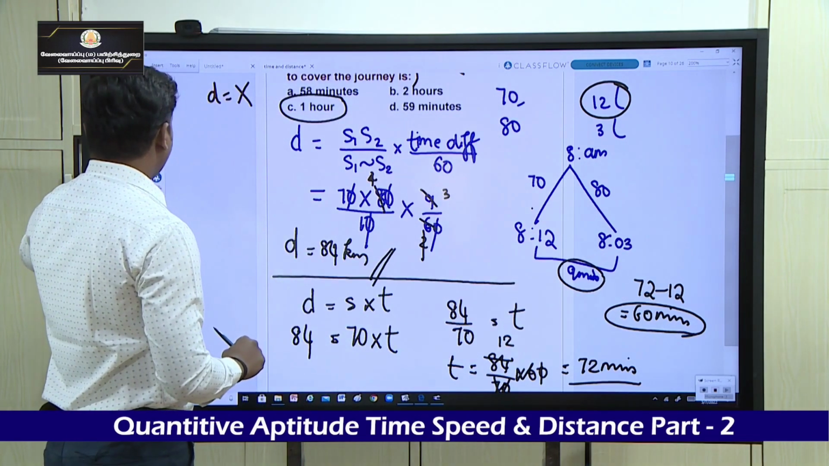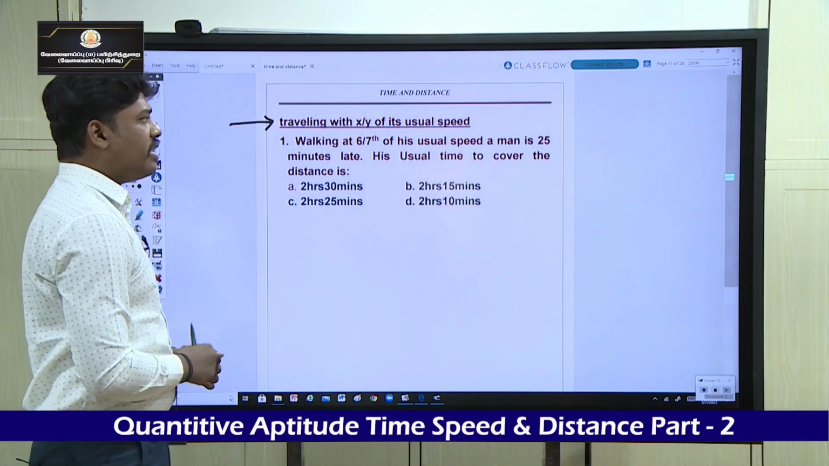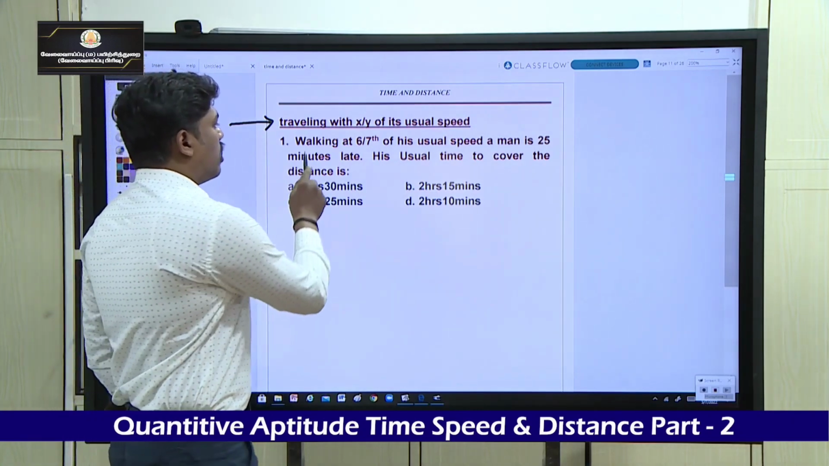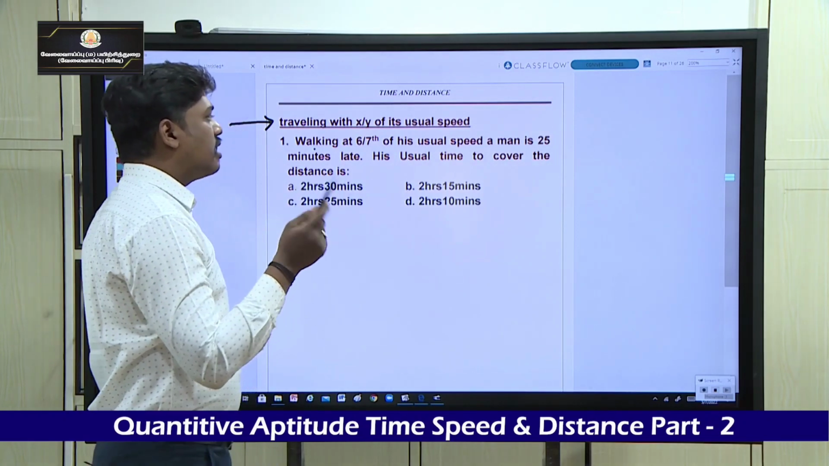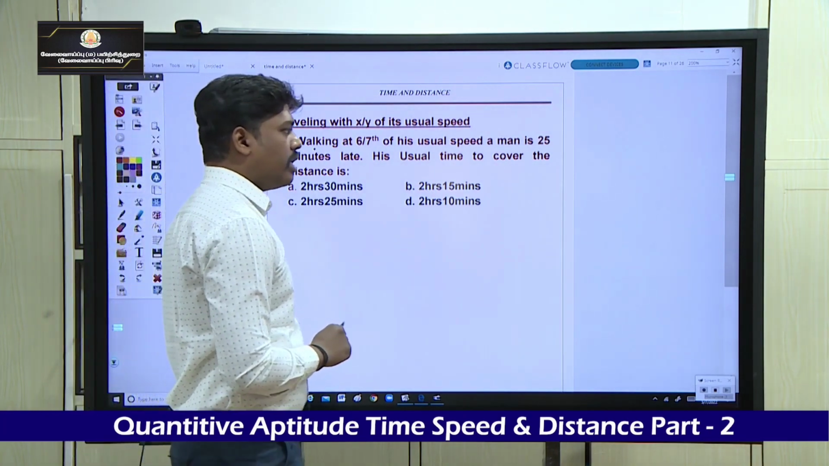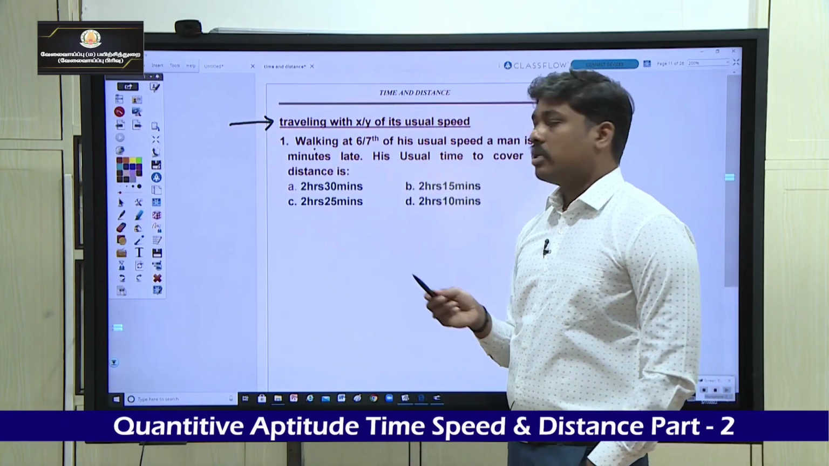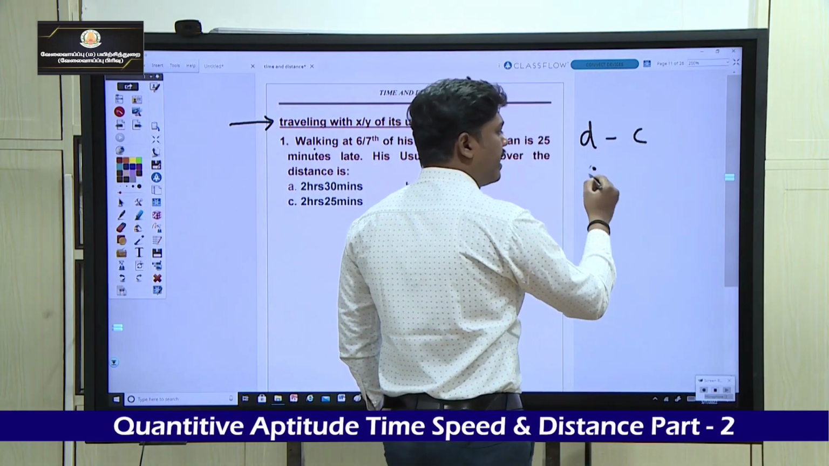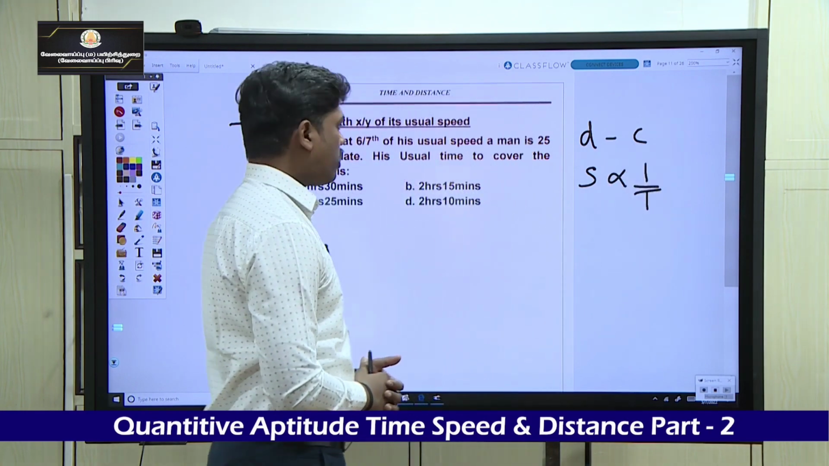We can just move on to next one here. The type is traveling with x by y of its usual speed. So, look at here, walking at 6 by 7 of usual speed, a man is 25 minutes late. Find the usual time to cover the distance. Here they have not mentioned about distance. So, distance is constant. So, if distance is constant, what we have to do? Speed would be inversely proportional to time.